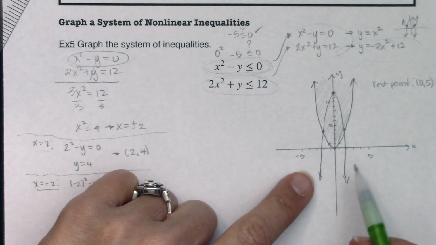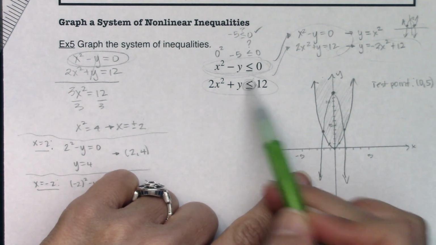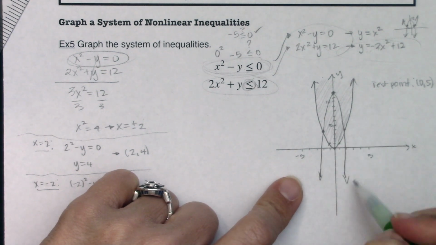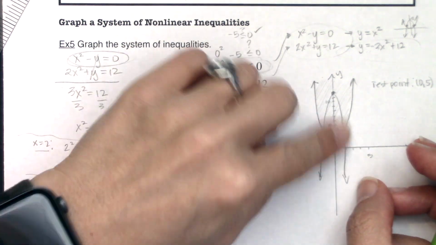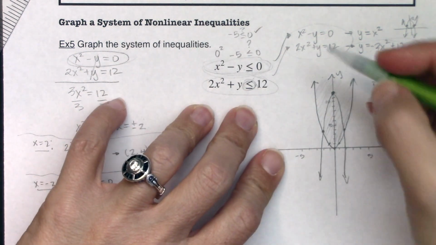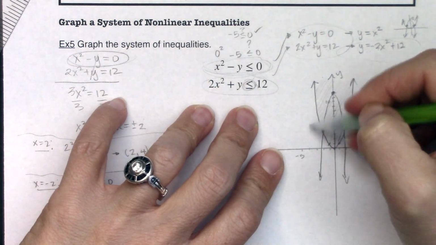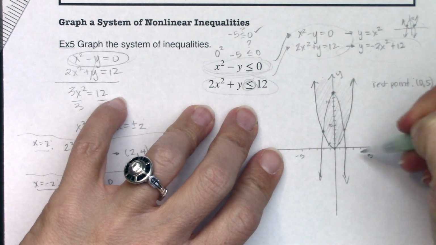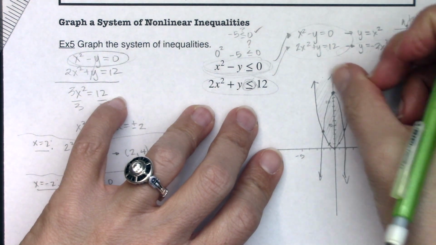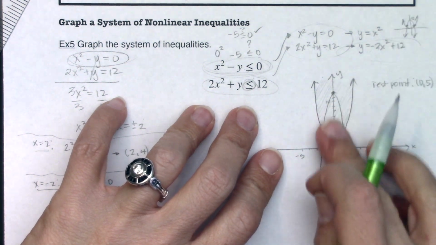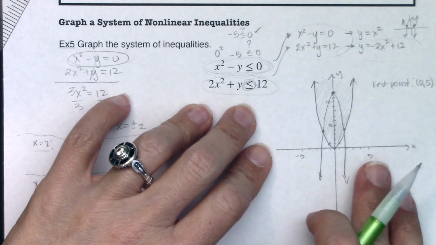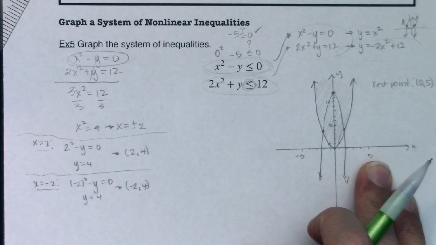Again, I want a solid line because this is less than or equal to. When I look at this second parabola, I want to decide, do I want to shade above it or below it? If I wanted to shade all of this above the parabola, that's fine. You can see the overlap would be here. If I want to shade below the parabola, you can see the overlap between those two shadings would be in that football looking region.